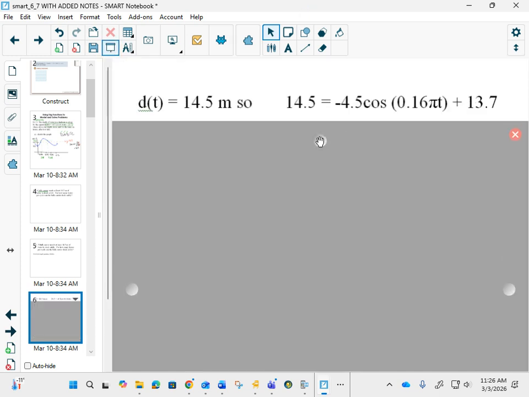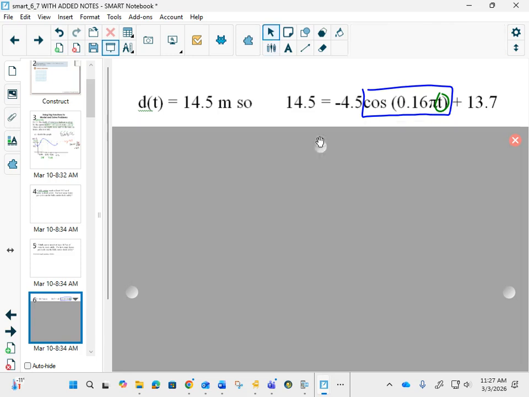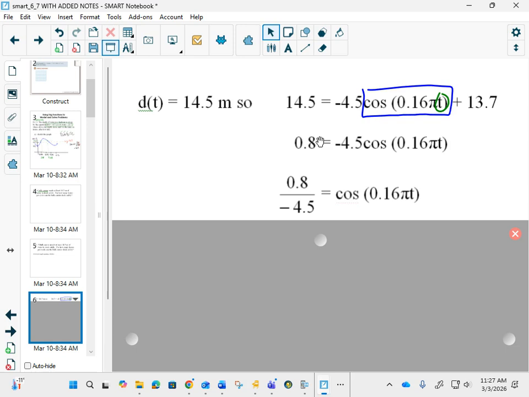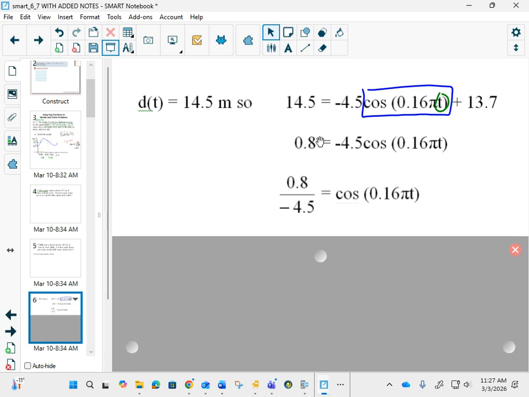So if you were solving this algebraically, you know that the depth is 14.5. You plug that in for the depth, and now we have to solve for t. This is what you want to use your algebra skills to do. Okay, so what am I going to do? First, I'm going to get the cos by itself. So I move the 13.7 over, I divide by the negative 4.5, I get the cos by itself.